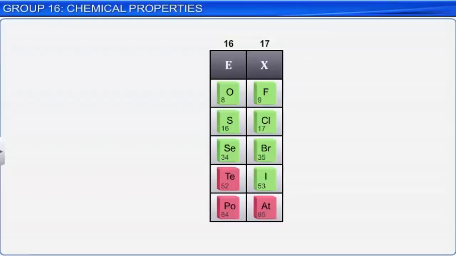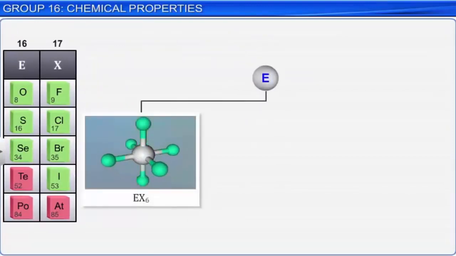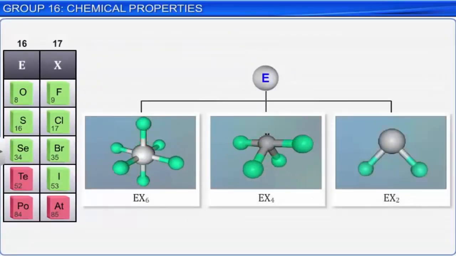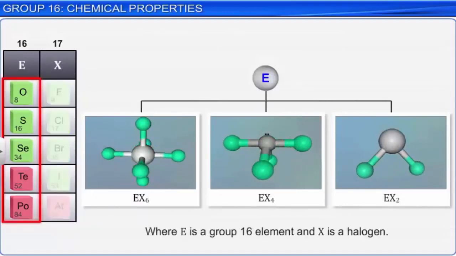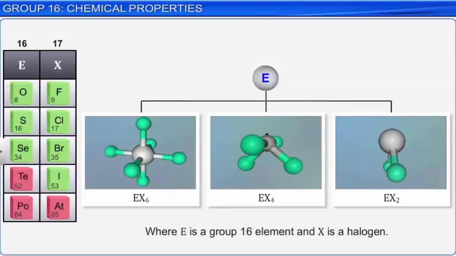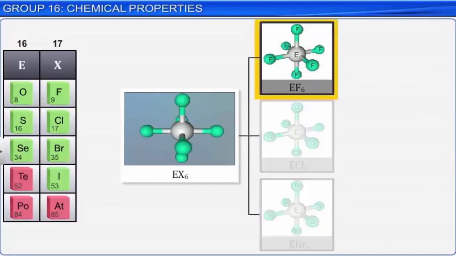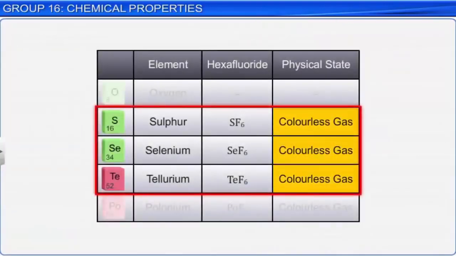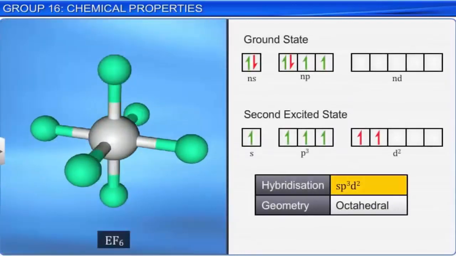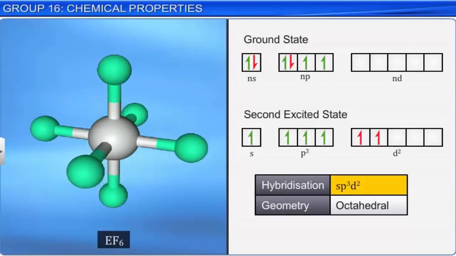Group 16 elements form a large number of halides of the type EX6, EX4, and EX2, where E is a group 16 element and X is a halogen. Among hexahalides, only hexafluorides are stable. They are all colorless gases. They undergo sp3d2 hybridization and hence have octahedral geometry.